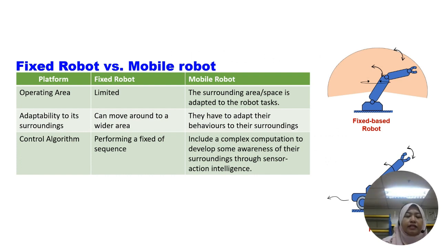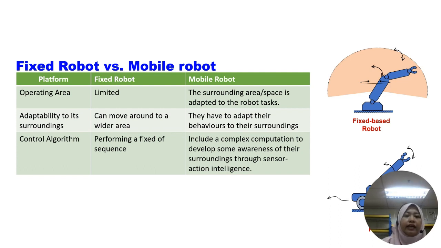So in this slide, we will discuss on the comparison between the fixed robot and mobile robot. This comparison can be looked into three areas or three platforms. The first one is on the operating area. For a fixed robot, the operating area is very limited because you screw the robot on the floor. While on the other hand, the mobile robot can move everywhere in the area and then it can adapt to the space because dia nak buat the task lah that has been given to the robot.